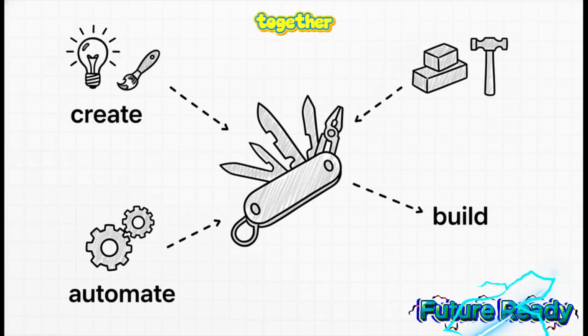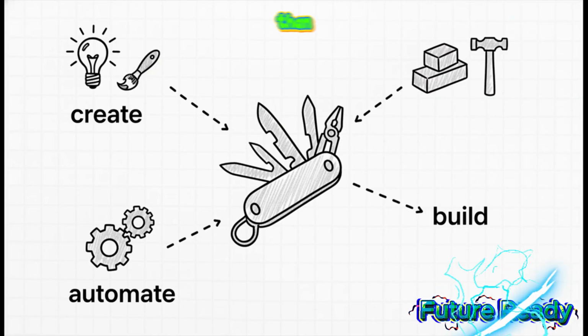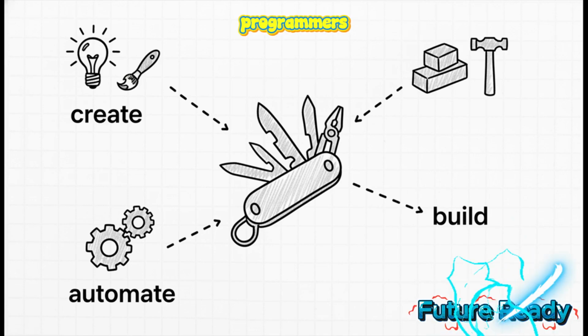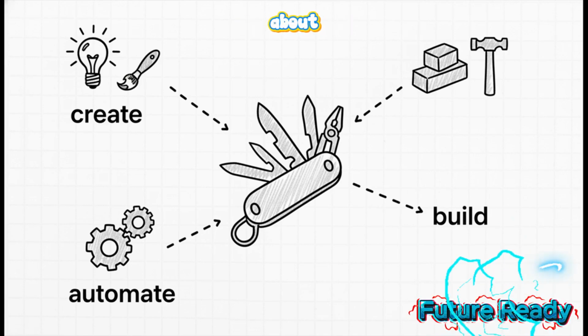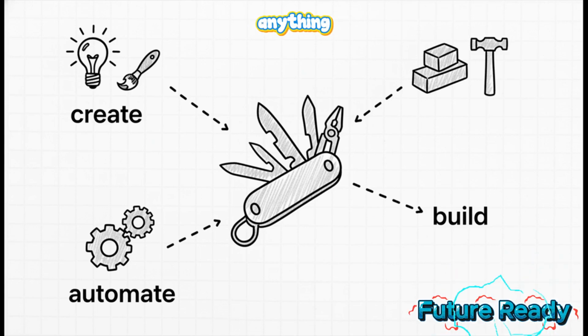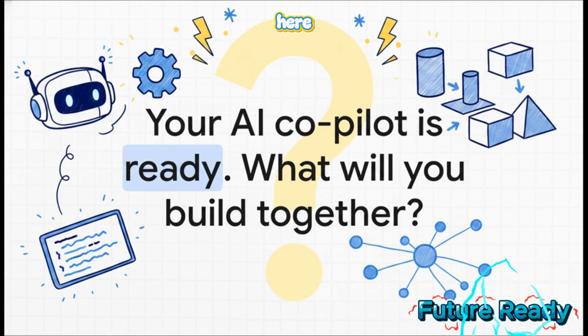So when you put it all together, you can see this is so much more than just another tool for programmers. It really is a brand new way to think about creating, building, and automating, well, just about anything. So, the technology is here. Your AI copilot is basically sitting in the cockpit ready to go. The only real question is, what are you going to build with it?